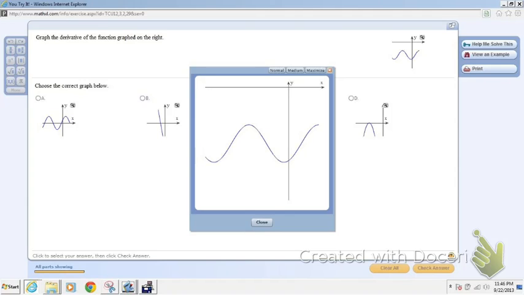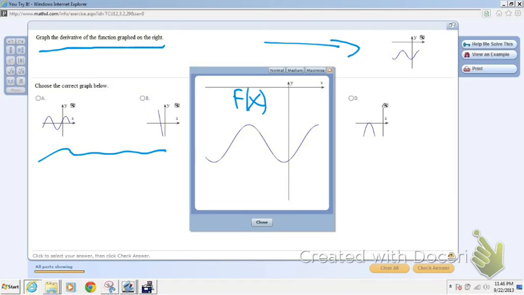Graph the derivative of the function that's graphed over here on the right, so I made it a little bit larger. So these here are the derivatives, and we have to select from them. This is the original function. Well, notice the original function, like here, I'm just going to write some words here.